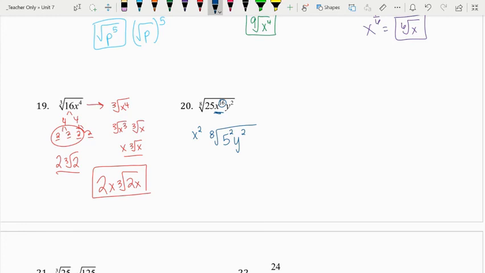Now, because both of those are squares, I know that the radical can turn into the same thing. Both of these would be 2 over 8, which means both of them would reduce to 1 over 4, or the 4th root of 5y. So my final answer would be x squared that I got from the start, and then the 4th root of 5y.